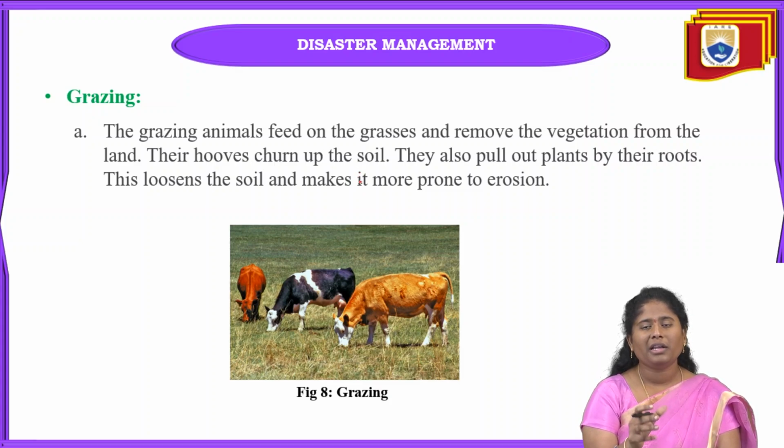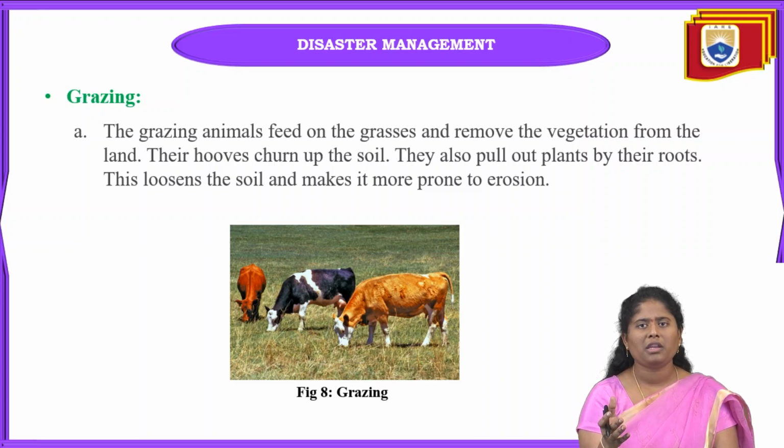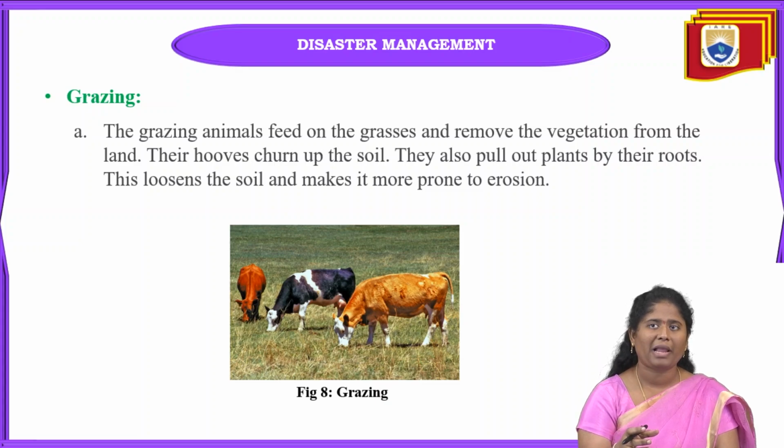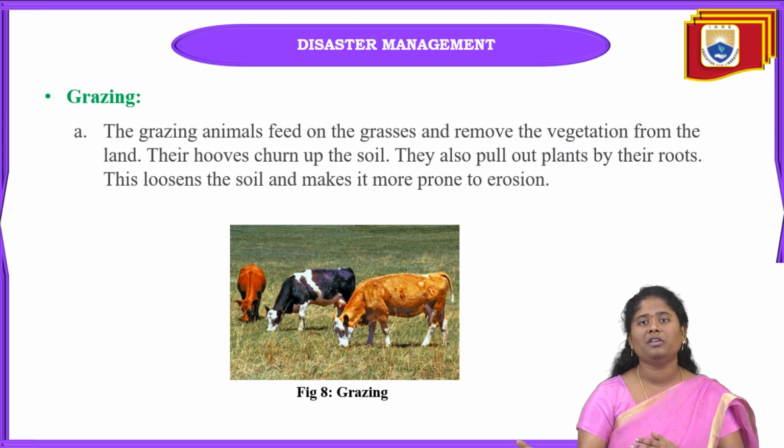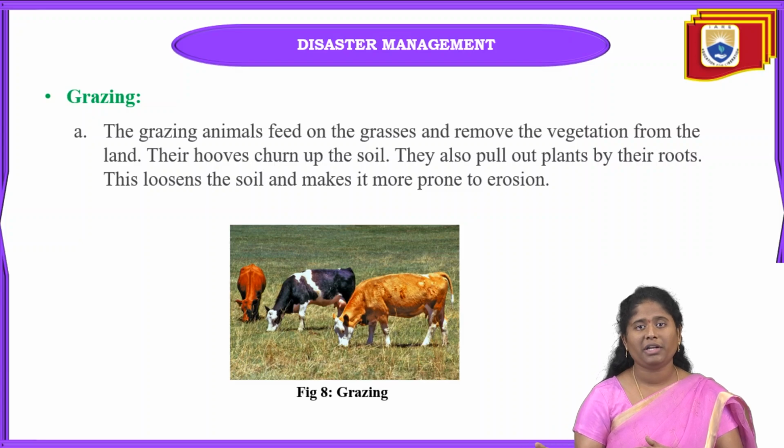When buffaloes, cows or other animals are eating, they pluck the plants by the roots only. When they are plucking, the soil loosens its nature. When the soil loosens, it automatically becomes prone to soil erosion. If wind occurs, soil erosion can easily take place. Likewise, because of water bodies, soil erosion can also take place.